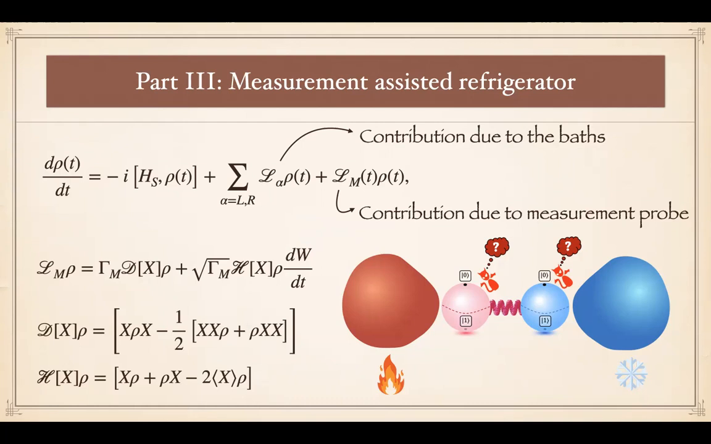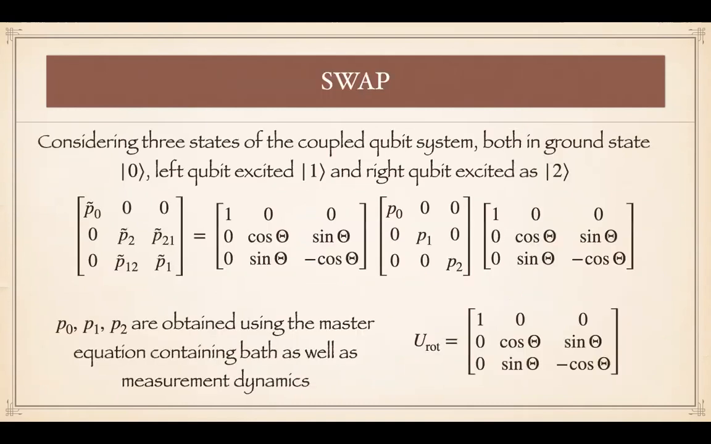So we have a unitary component, HS comma rho t. Then we have the effect of the bath, which is dissipation due to the baths, and there is a component in the Lindbladian which has the measurement probe contribution. The measurement probe contribution has one term, which is the average outcome, and another which gives you the noise. In our case, we take the noise to be Gaussian noise with variance delta t. The delta t would be the time you allow your measurement. I have given the form of dx and hx here.